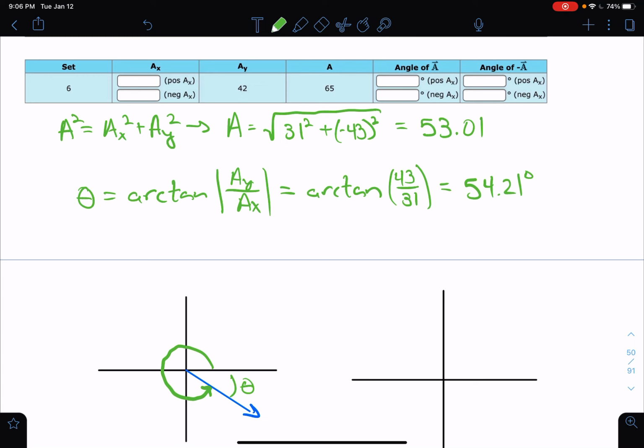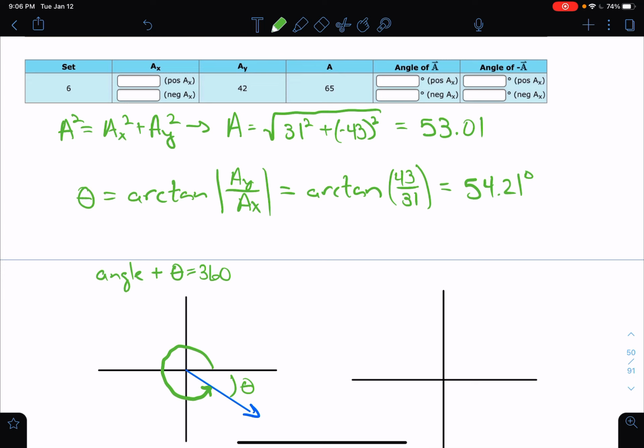But this bigger angle that I'm asked to find isn't theta, of course. It's this. But hopefully you can see that this angle plus theta has to equal 360. So in other words, the angle that I'm asked to find plus theta has to equal 360.